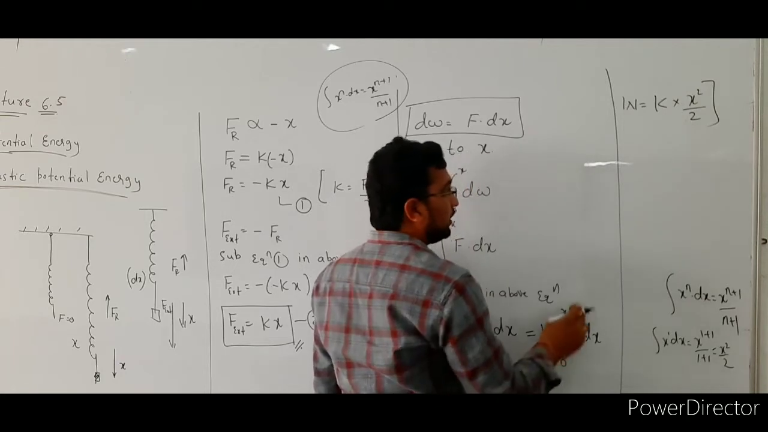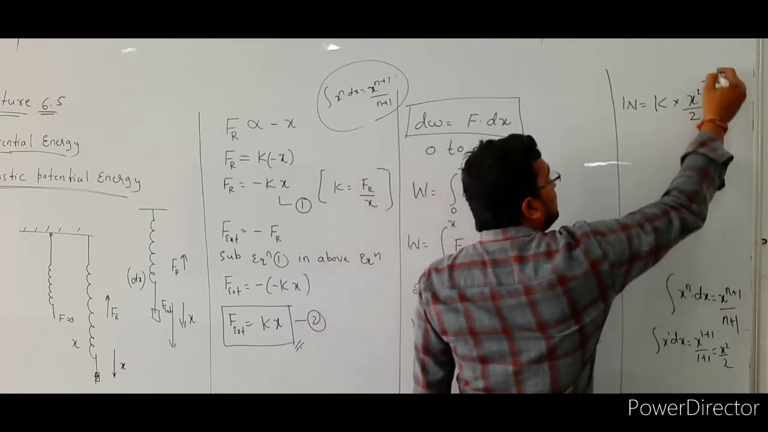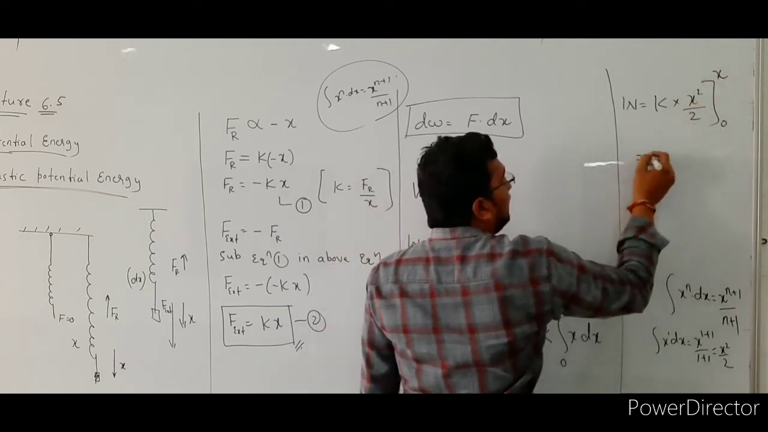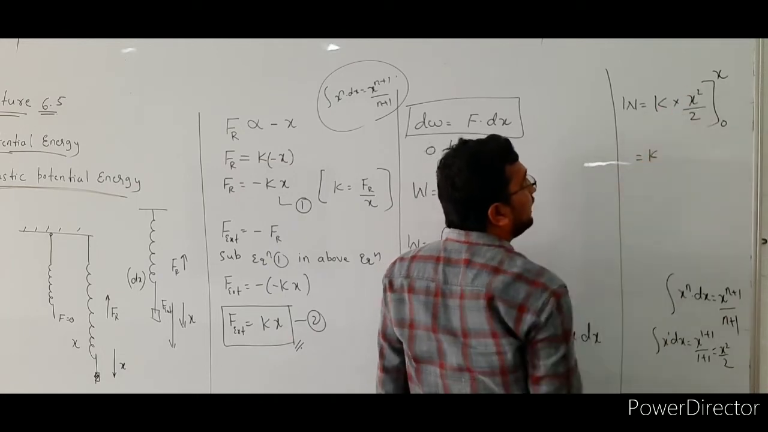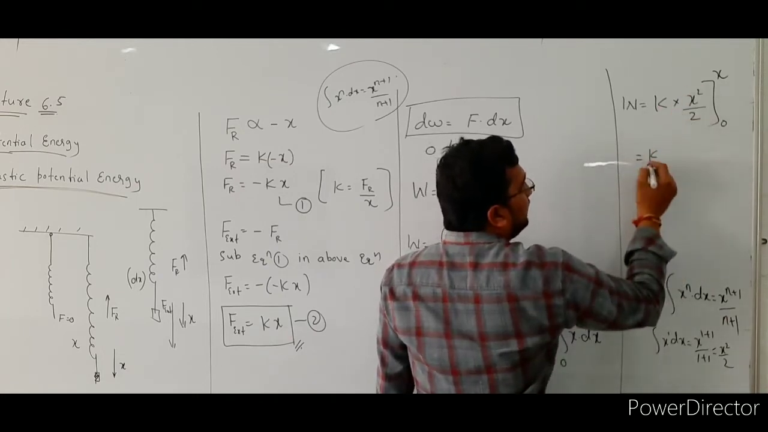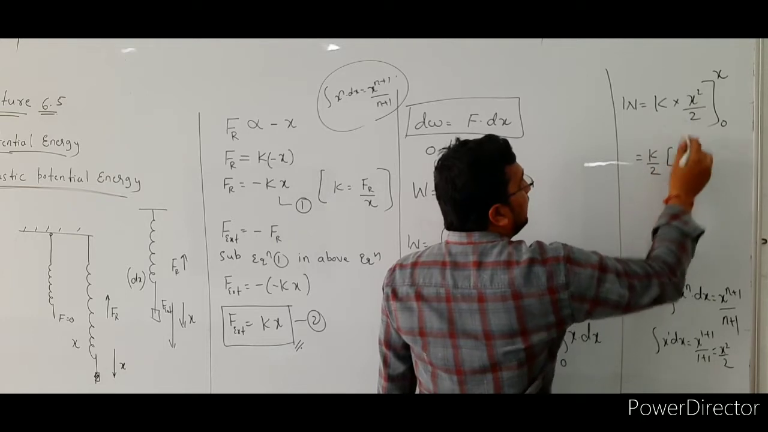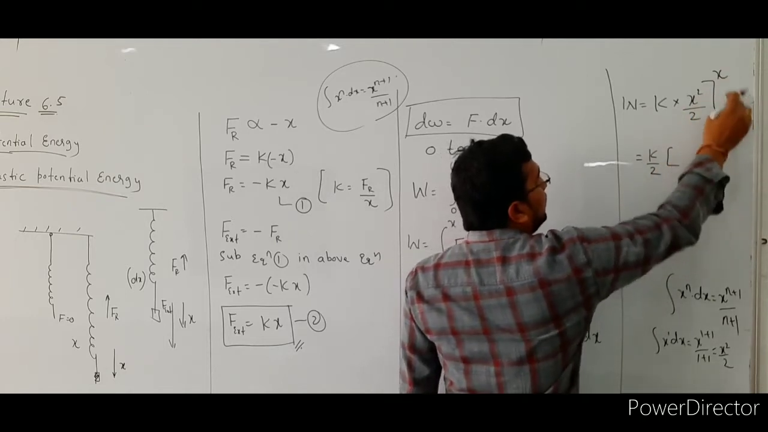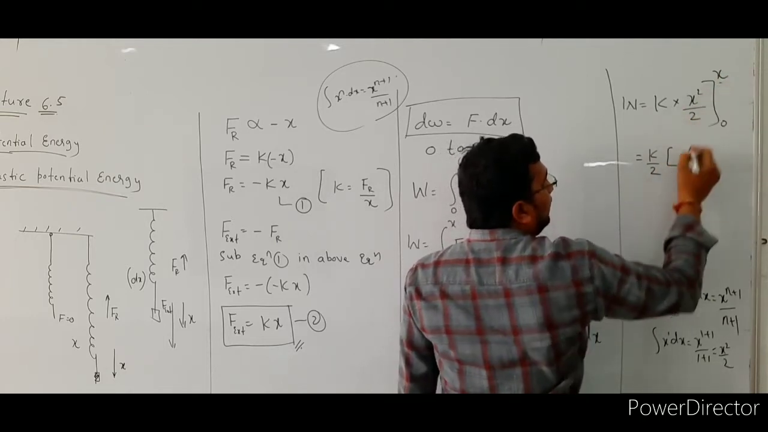The limits are 0 to x. Okay, see here. First substitute the upper limit value. So the first one we take to this side, so then it becomes x square. The limits are 0 to x. First we are substituting the upper limit value.